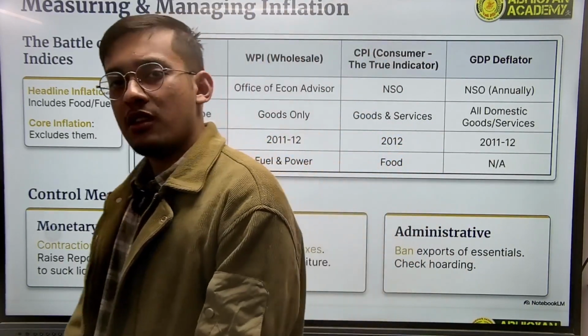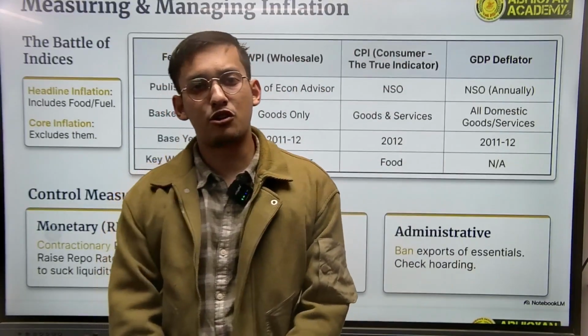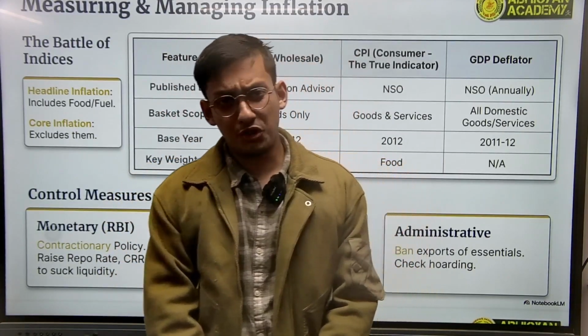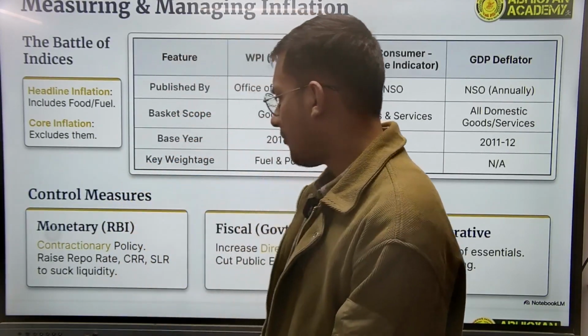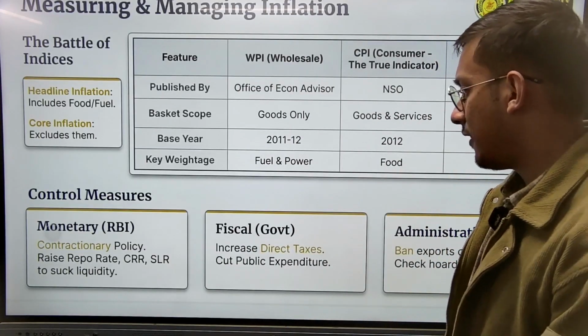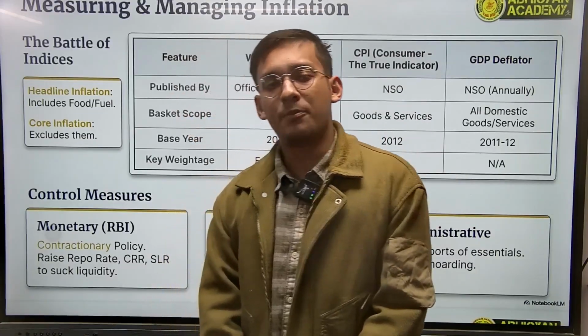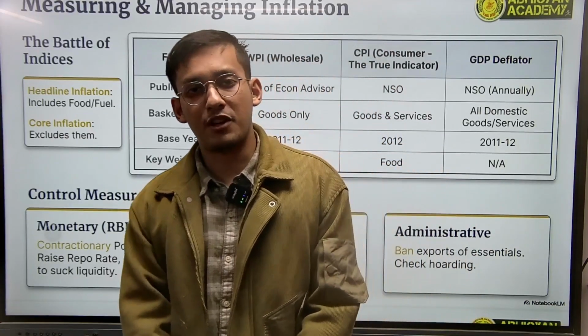Now we will learn about the controlling measures for inflation, or how inflation could be controlled in an economy. So we have 3 points for this. Basically through monetary policies, through fiscal policies, and through administrative policies. Now what is monetary policy? Monetary policy is contractionary or expansionary.